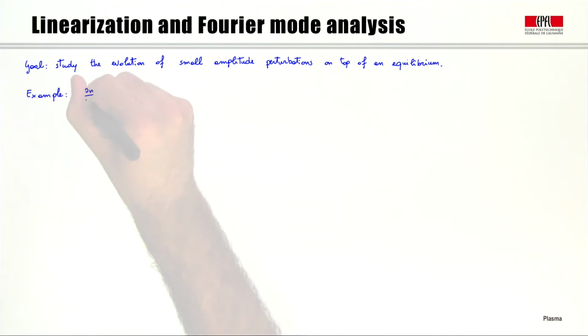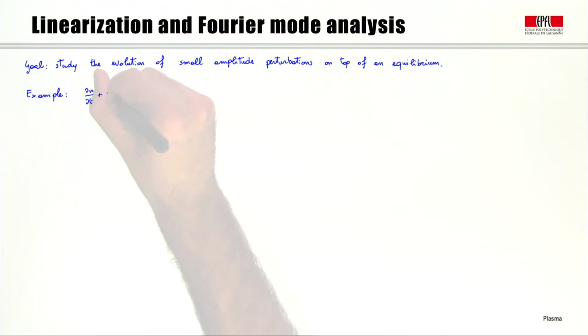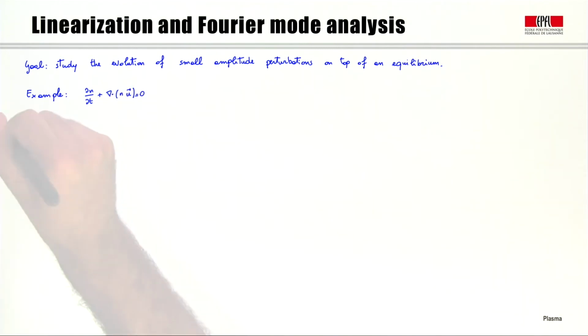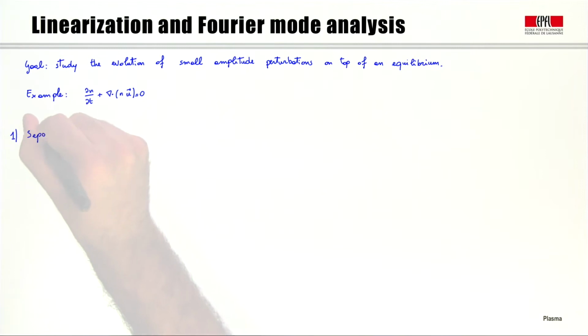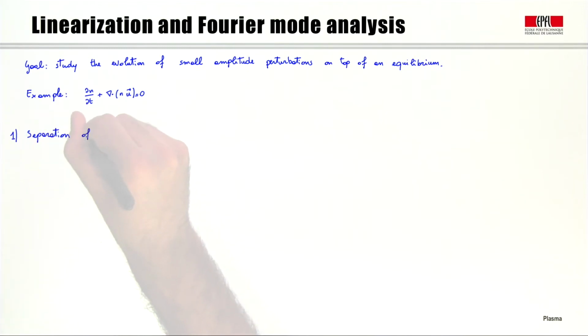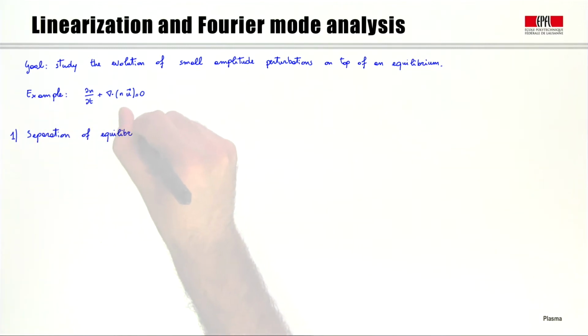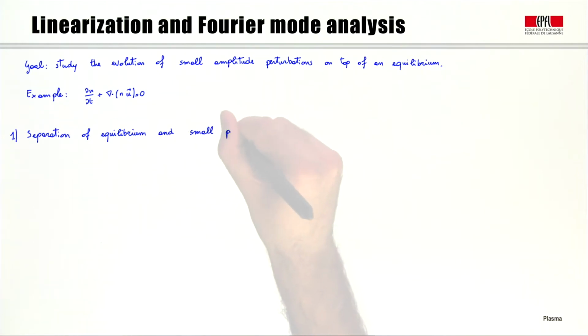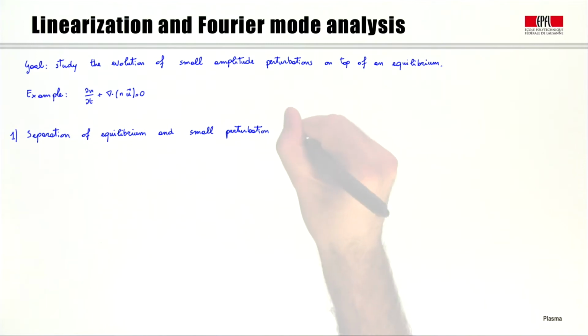This says that the time derivative of the density is due to the divergence of the flux. In order to study the evolution of small amplitude perturbation on top of the equilibrium, the first thing that we have to do is to separate the equilibrium quantities and the small perturbation.